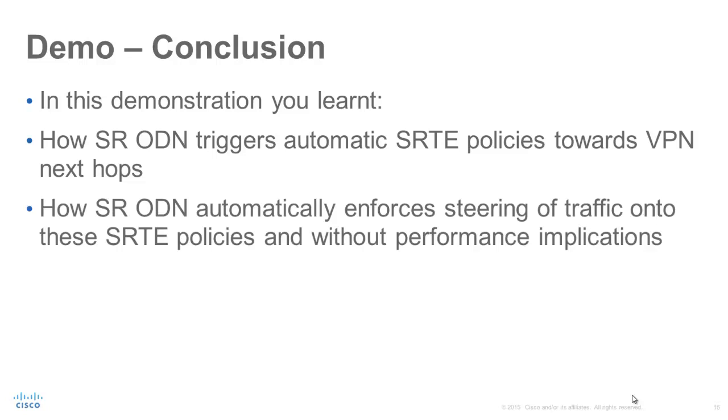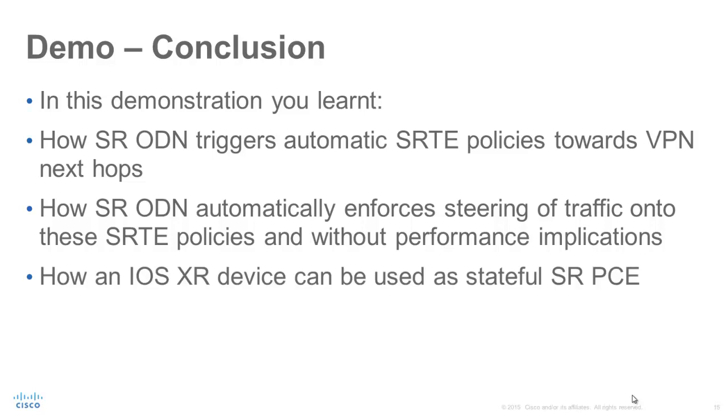You learned how segment routing ODN can automatically enforce steering of traffic onto the policies without any performance implications or configuration burdens of having to do PBR, PBTS, or static routes. And finally, you learned how an IOS XR device can be used in the network as a stateful segment routing PCE that can compute end-to-end paths across inter-AS or inter-domain scenarios.